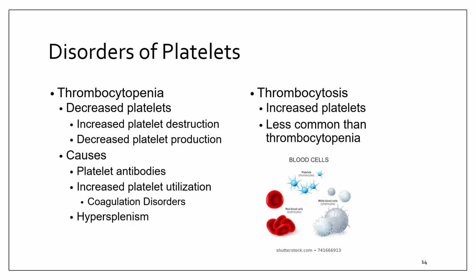Cause number 3 is decreased platelet production. So the bone marrow simply can't keep up. Causes include aplastic anemia, myelophthisic anemia, chemotherapy, the bone marrow suppression or replacement. If megakaryocytes aren't being produced, platelets never enter circulation.